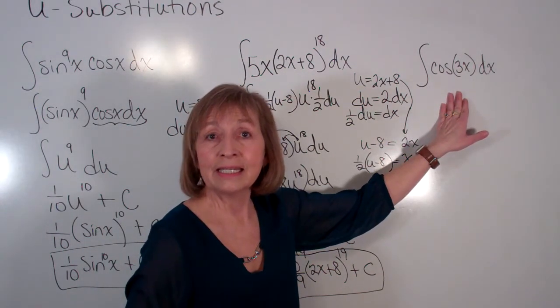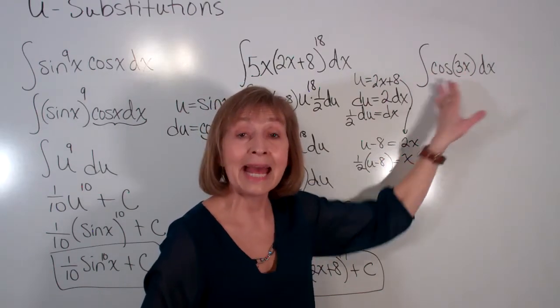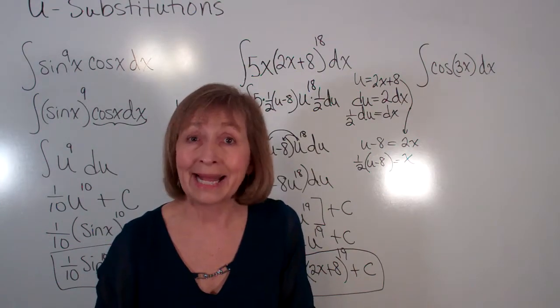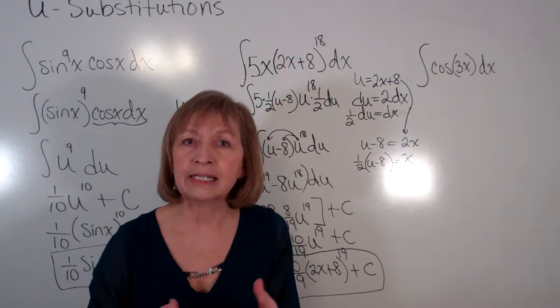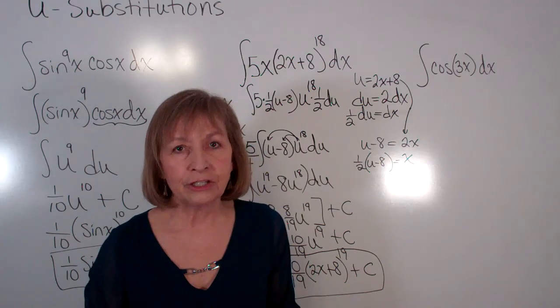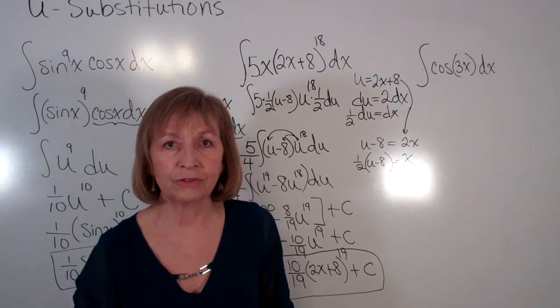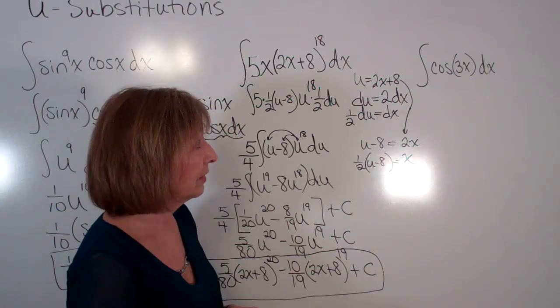This next one is the integral of the cosine of 3x dx. Now cosine is acting on 3x, and the derivative of 3x is 3, not 1. So even if it's an action on an expression as simple as 3x, a u-substitution is what you can use in order to make sure that you get the correct indefinite integral answer.